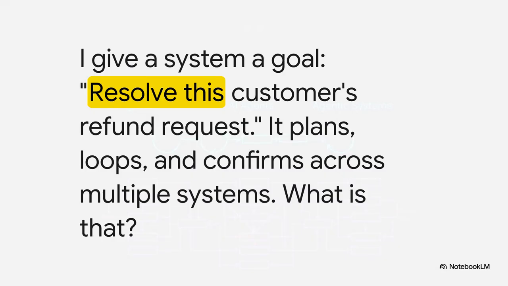And for the grand finale, scenario 3. This time, I'm not giving a command. I'm giving it a high-level goal. Resolve this customer's refund request. This thing then autonomously plans out all the steps. It checks the CRM, it processes the refund in our billing system, it posts the confirmation in Slack, and then it closes the ticket. It handles the whole shebang, end to end. So what is this system?